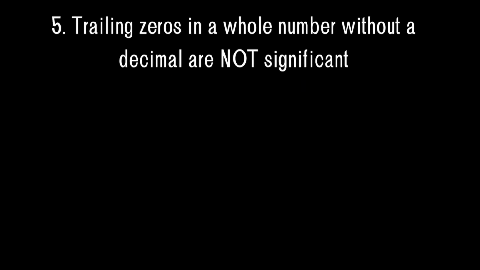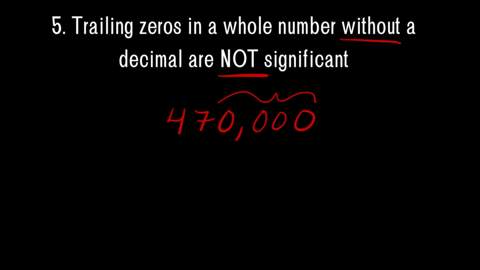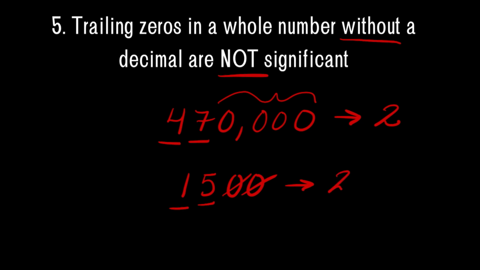Trailing zeros in a whole number without a decimal place are not significant. For example, let's say we have 470,000. These trailing zeros are not significant. Therefore, we only have 1, 2 sig figs. If we have 1,500, we also wouldn't count these. And we would again have 2 significant figures.